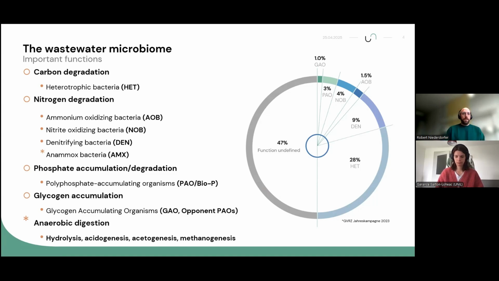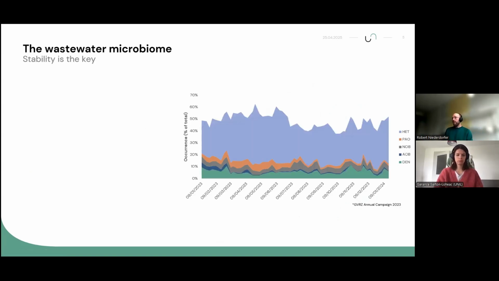This is where research comes into place, because it is their job to find out what these bacteria are capable of. What we are doing is we can assign the bacteria that we find to their specific role and say, okay, this is the amount of bacteria you have in there. Here, for example, we have a yearly campaign over the whole year. Again, we have the heterotrophic bacteria, the PAOs, the NOBs, the AOBs, and the denitrifying bacteria. And you see, there's quite some dynamics going on over the years. So we start here in January and go over the whole year.